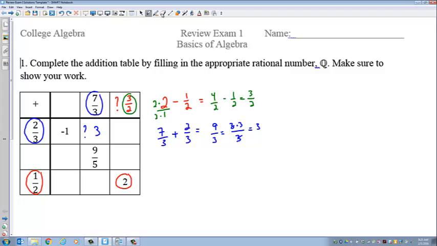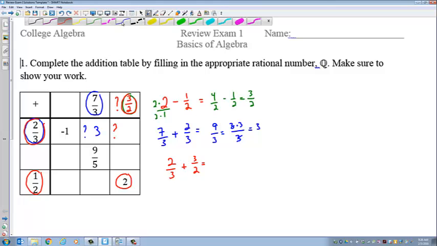Let's do one that's not so simple, one that doesn't have common denominators. So let's do this: 2/3 plus 3/2. This one's going to give us this entry right here. And so we need to find a common denominator. So what we'll do is multiply 3 by 2, so we have 2 times 3 there. We'll put a 2 on top so we don't change the fraction.